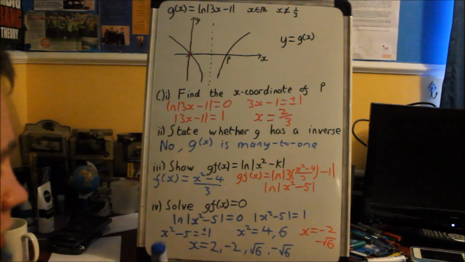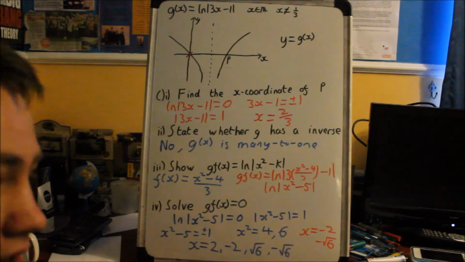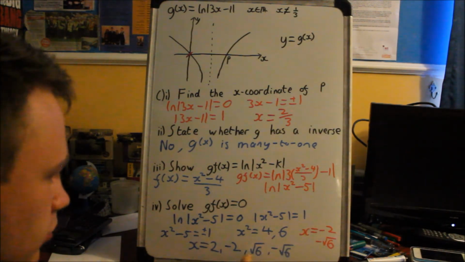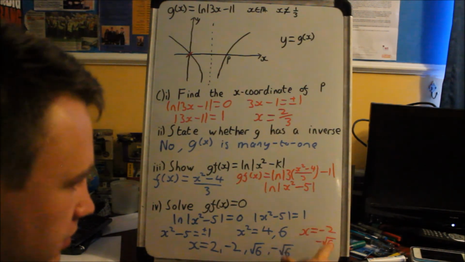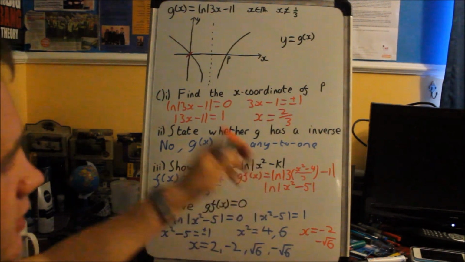And you could specify why. You could say, right back in the beginning of the question, it said x is less than or equal to 0, so that's why you're getting rid of the 2 and root 6 and keeping only the negative values. It's up to you, but these are your two answers.